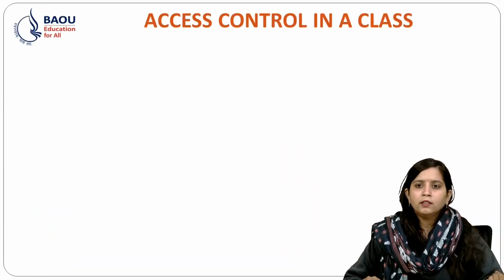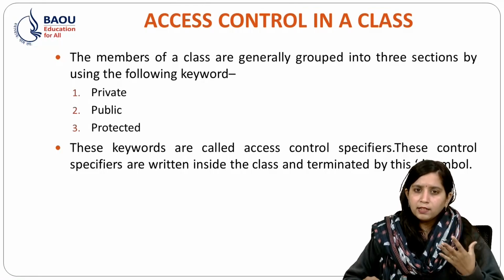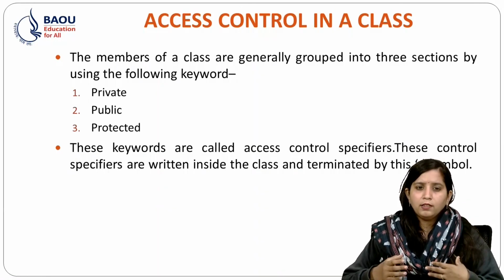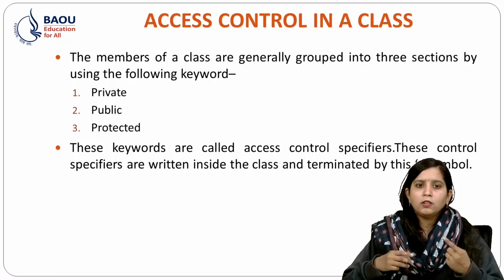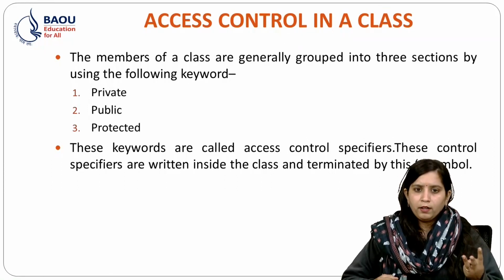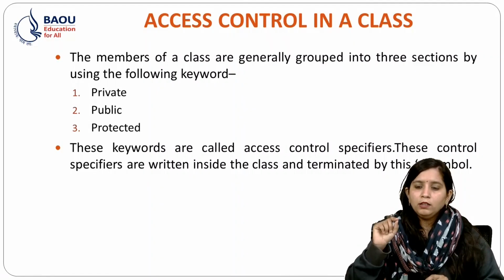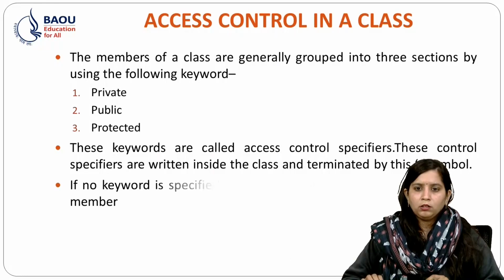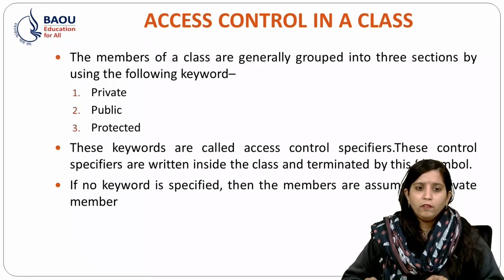So let's see the access specifiers in class. In access control specifiers, there are three types of access controls: public, private, protected. These keywords are called access control specifiers. These controls are written inside the class and terminated by a colon. If no keyword is specified, then the members are assumed to be private members.